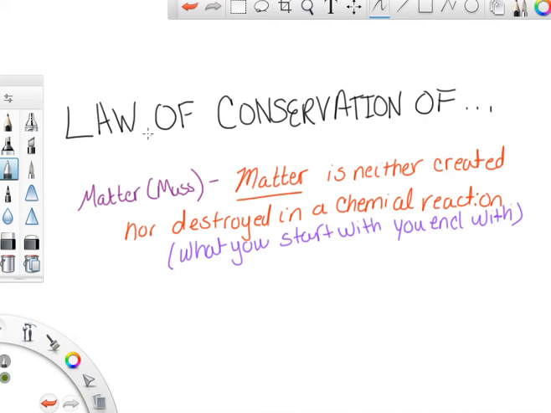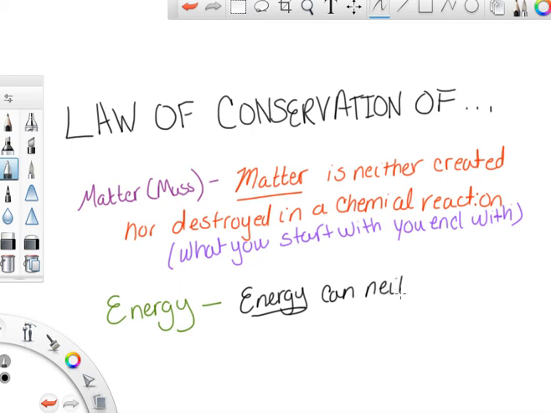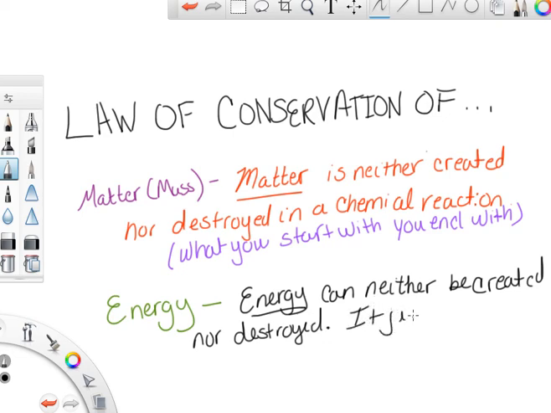When you talk law of conservation of energy, energy can neither be created nor destroyed. It just changes form. So we can go from mechanical energy to electrical energy, or from kinetic energy to potential energy, and back and forth. It just changes its form. It does not go away.